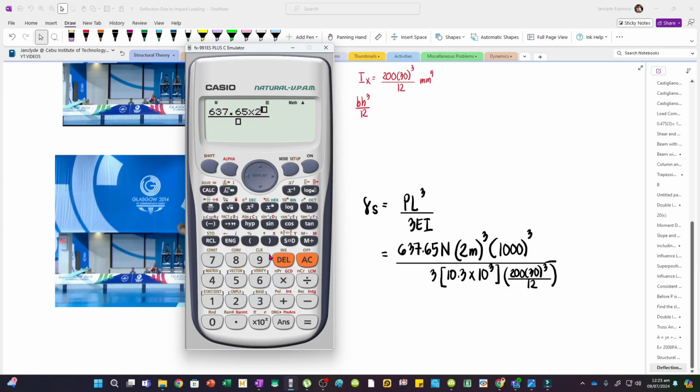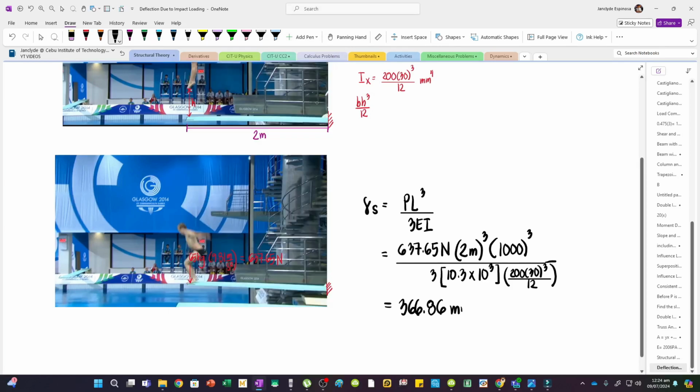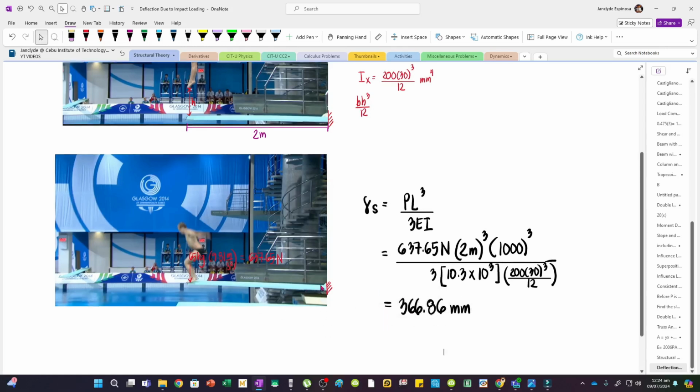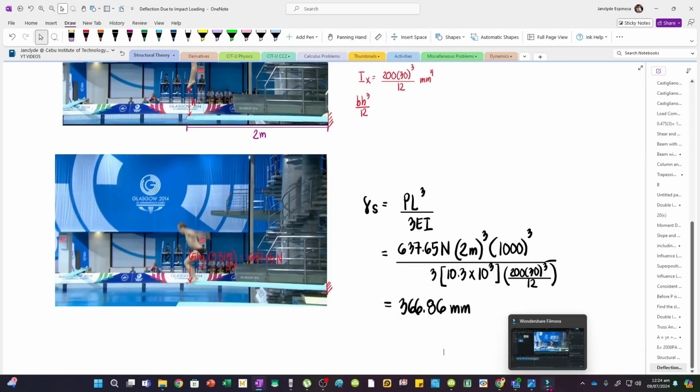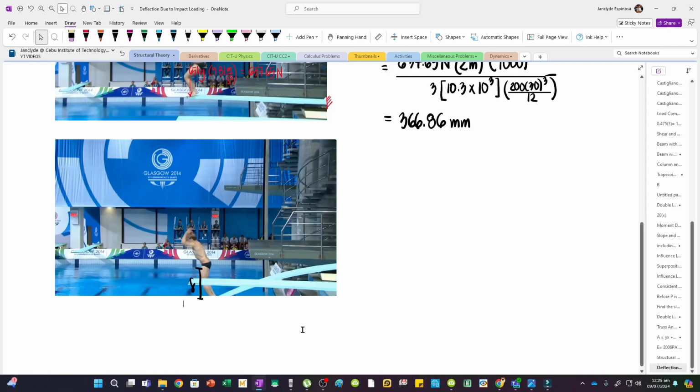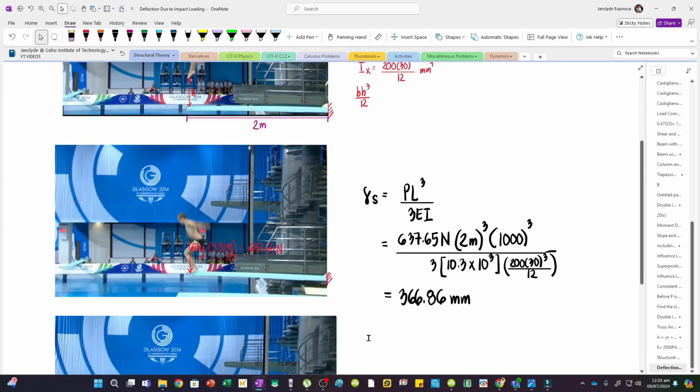637.65 times 2 cubed times 1,000 cubed, divide natin by 3 times 10.3 times 10 to the third, and then times 200 times 30 cubed, divide natin by 12. And so our static deflection is 366.86. And then this is, naka-mm na yan. However, this isn't still the deflection experienced by the beam. Now, if we will try to check, medyo malaki yung deflection. Now, bakit? The deflection is higher kasi di ba, yung impact increases the deflection.